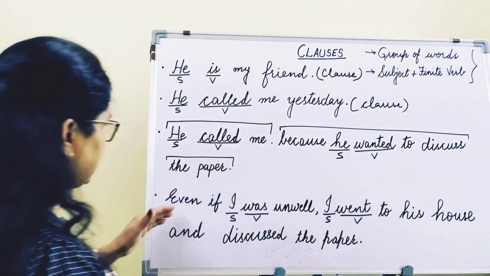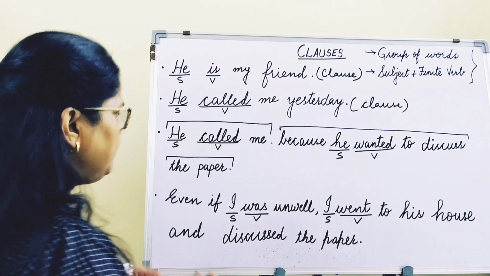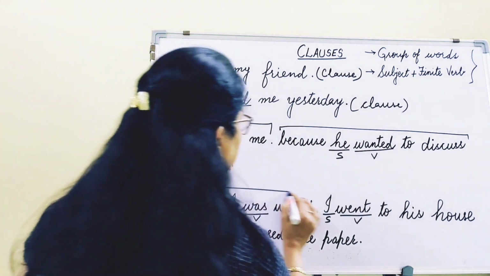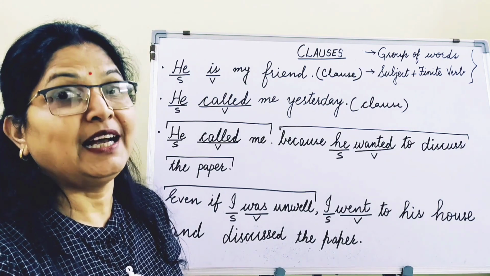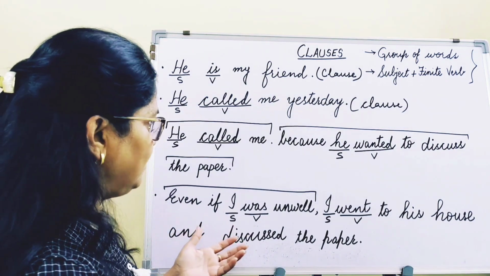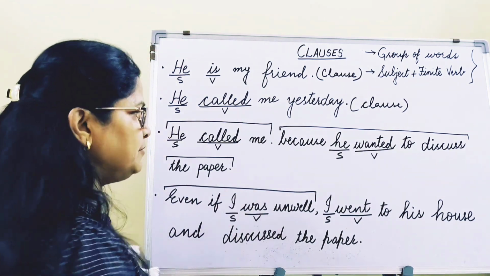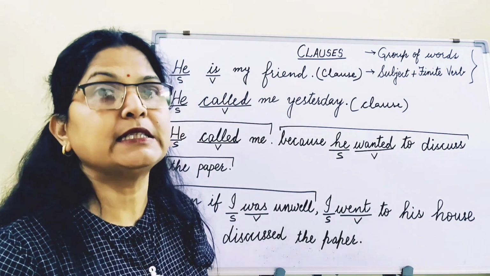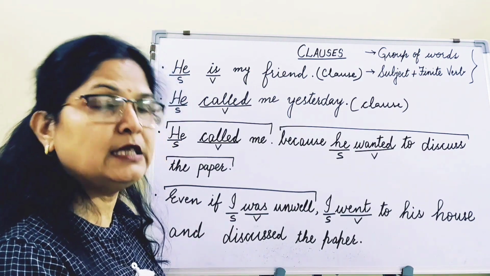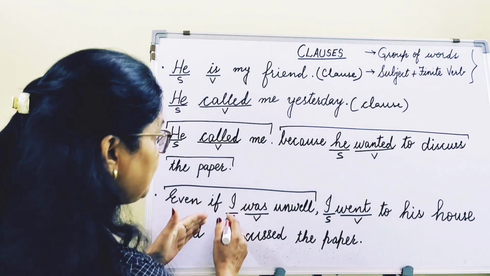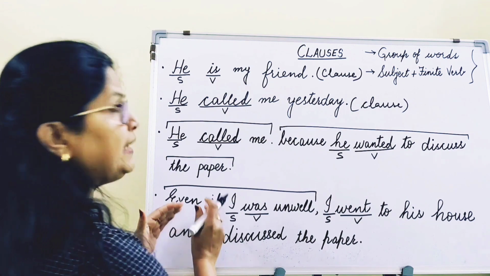Now with the last example you see. Even if I was unwell. If I say even if I was unwell, just take up this part. What next? Is it giving complete sense? No. There is a clause. You see, subject is there, verb is there, but it's not giving a complete sense. So, is it a dependent clause or independent clause? Dependent clause. This will depend on the other part of it.